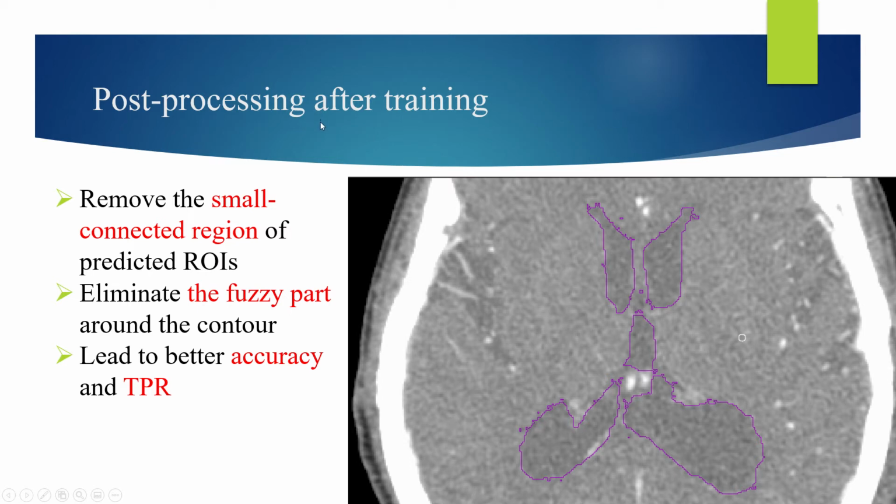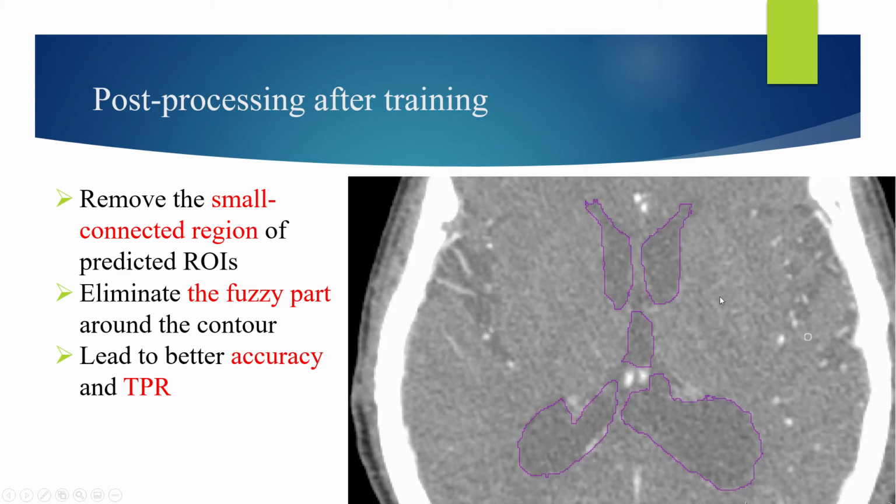Alright, so let's talk about the post-processing after training. Post-processing in our case is to remove the small connected regions of the predicted ROIs, which is region of interest. Basically, it eliminates the fuzzy part around the contour and leads to better accuracy and true positive rate. As you can see here, we got a lot of fuzzy parts around the contour. After the post-processing, they are cleared.